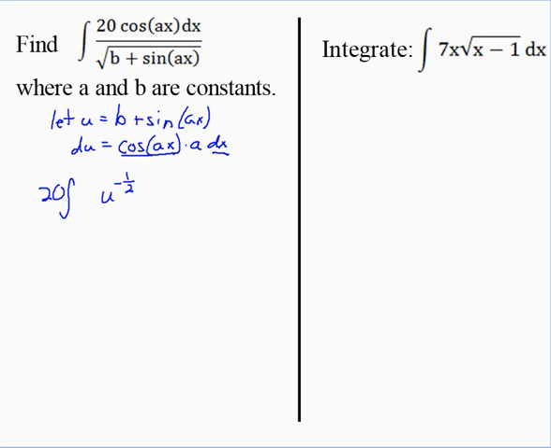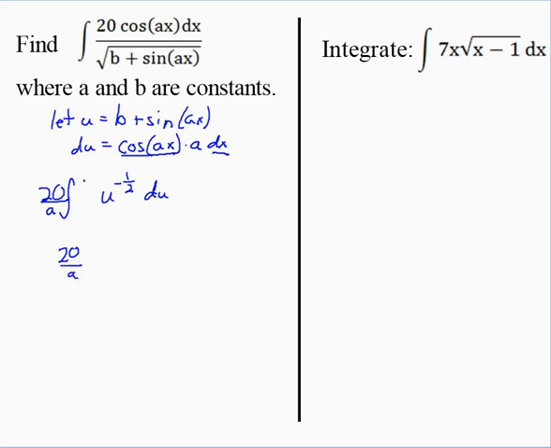I want to take that out because I'm in terms of u now. Well, I have this a, so I could have divided both sides by a, and I have 1 over a, which I can bring to the outside again since it's a constant, du. So again, I'm plugging in du over a in for cosine of ax dx. So now we can integrate. We have our 20 over a.